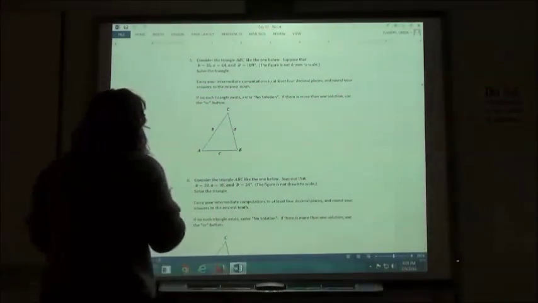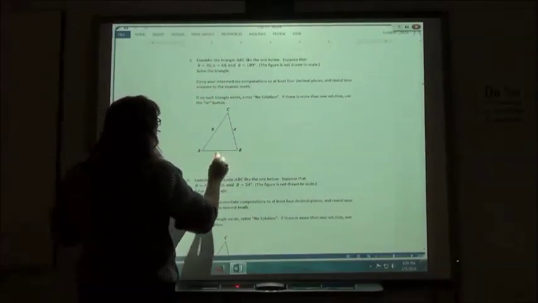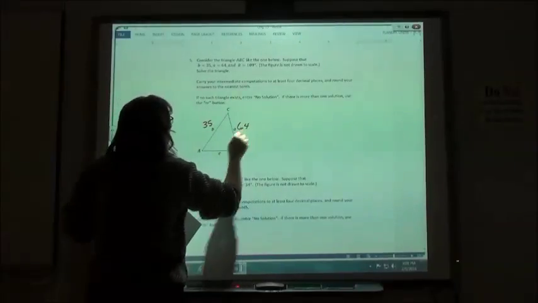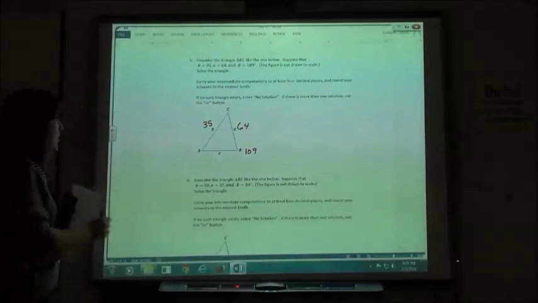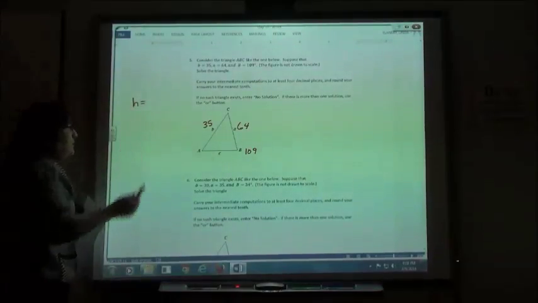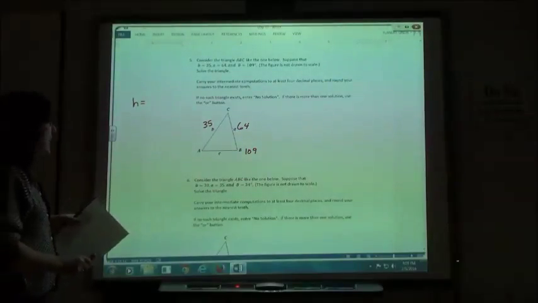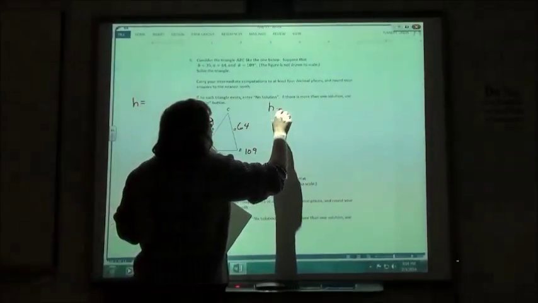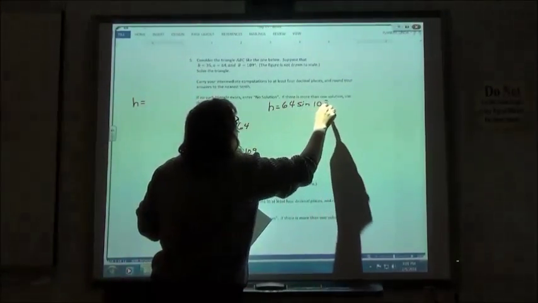So, on this one, we know that B is 35, A is 64, and angle B is 109. First thing we're going to do is figure out what H is. So we said to find H, we're going to take the side adjacent to my angle, which is going to be the 64, times the sine of my angle 109.